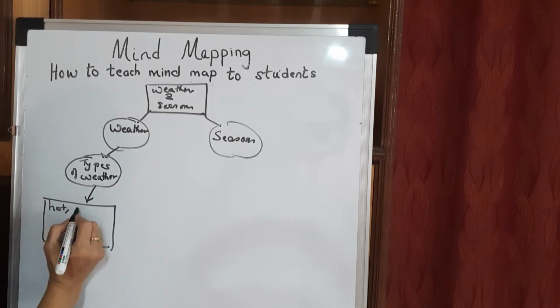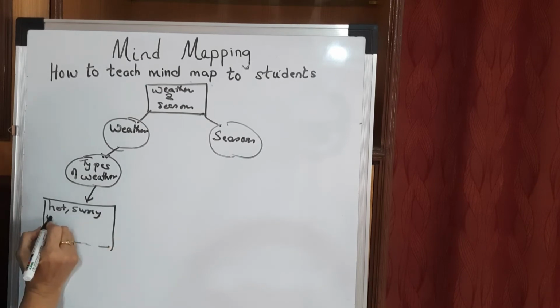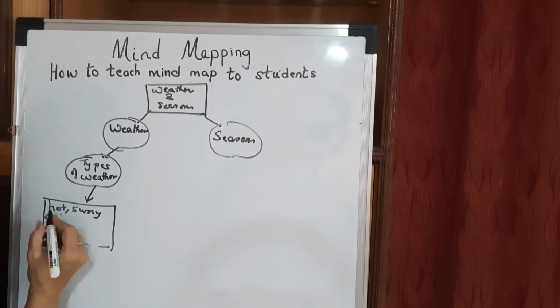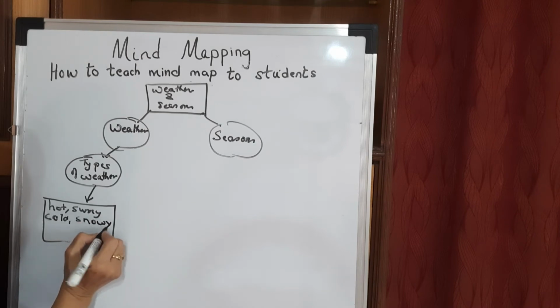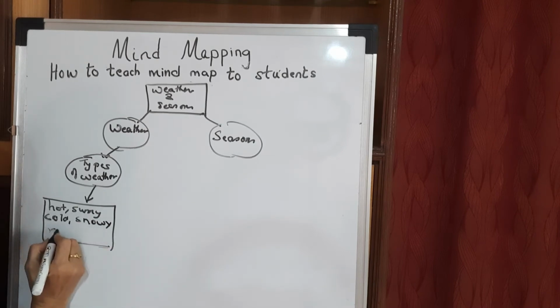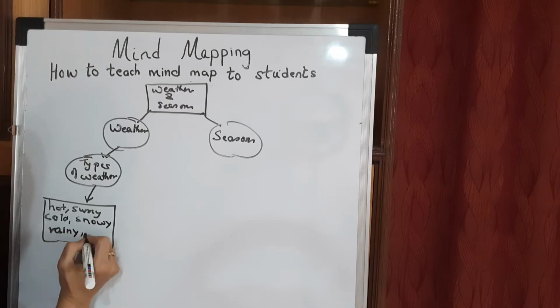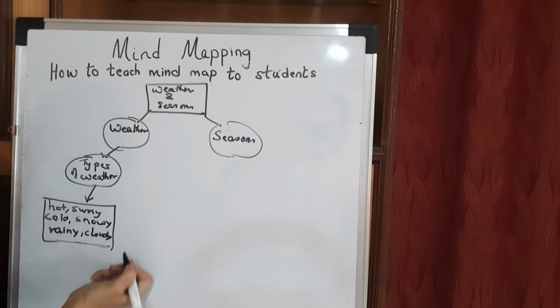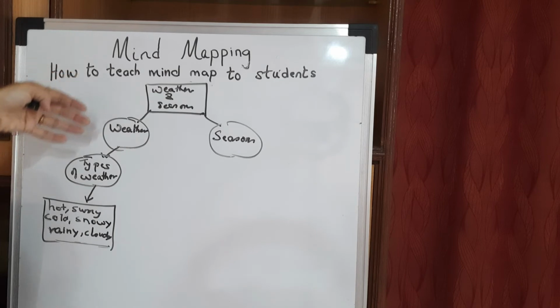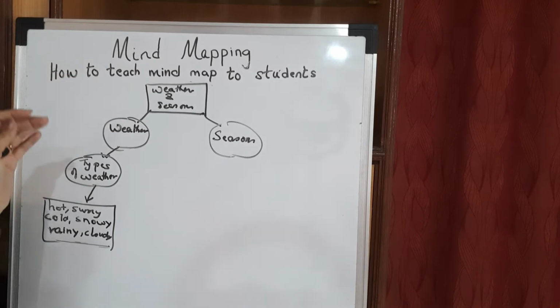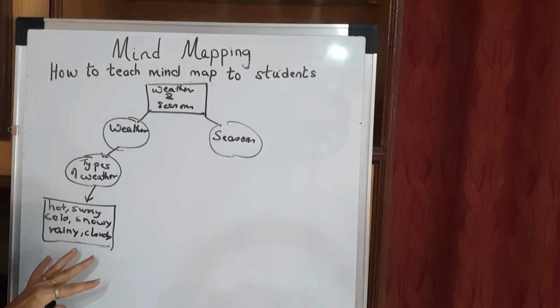Hot, sunny, cold, snowy, rainy, cloudy. So these are the concepts they need to remember while studying, and they have to focus more on this. Once they know this, they know what in weather are the things which they need to remember and learn. That is the types of weather they need to learn, and how the weather happens.